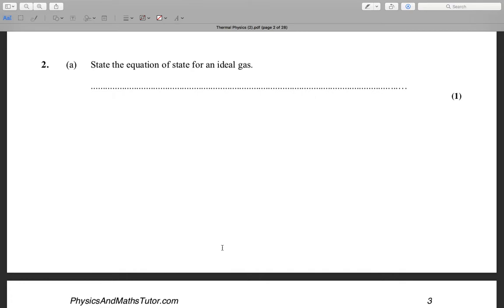Number two, state the equation of state for an ideal gas. Of course, it is PV equals nRT.